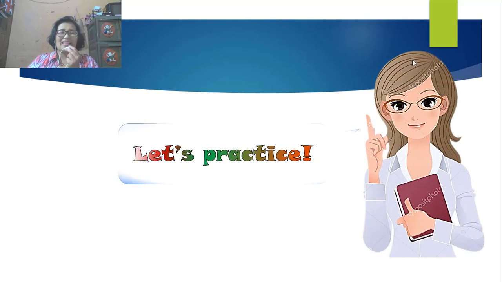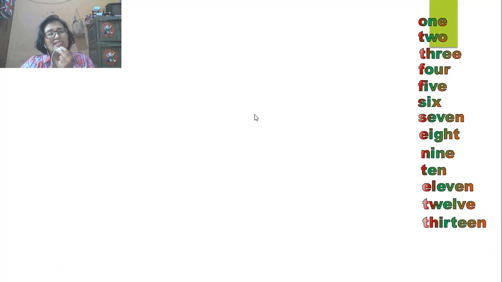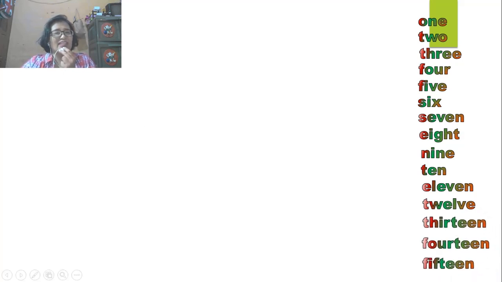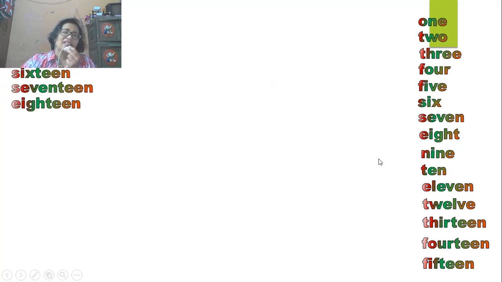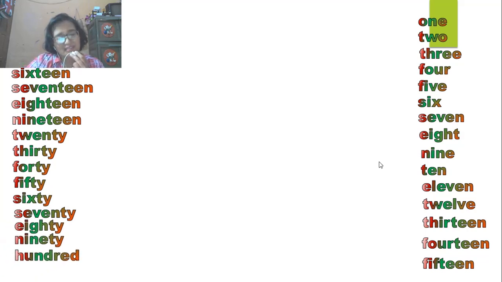Let's practice. Kalian berlatih sekarang. Okay. This is the numbers that you have to master. Ini bilangan-bilangan yang harus kalian sudah kuasai. 1, 2, 3, 4, 5, 6, 7, 8, 9, 10, 11, 12, 13, 14, 15, 16, 17, 18, 19, 20, and then 30, 40, 50, 60, 70, 80, 90, and 100. Okay. So, how can we mention numbers using these 28 vocabulary? Bagaimana kita bisa menggunakan 28 kosakata ini untuk menyebutkan angka?